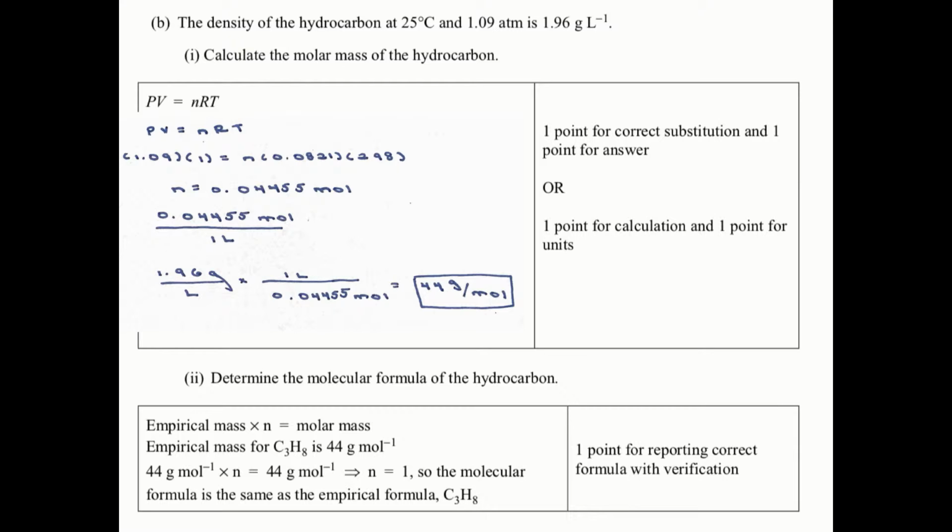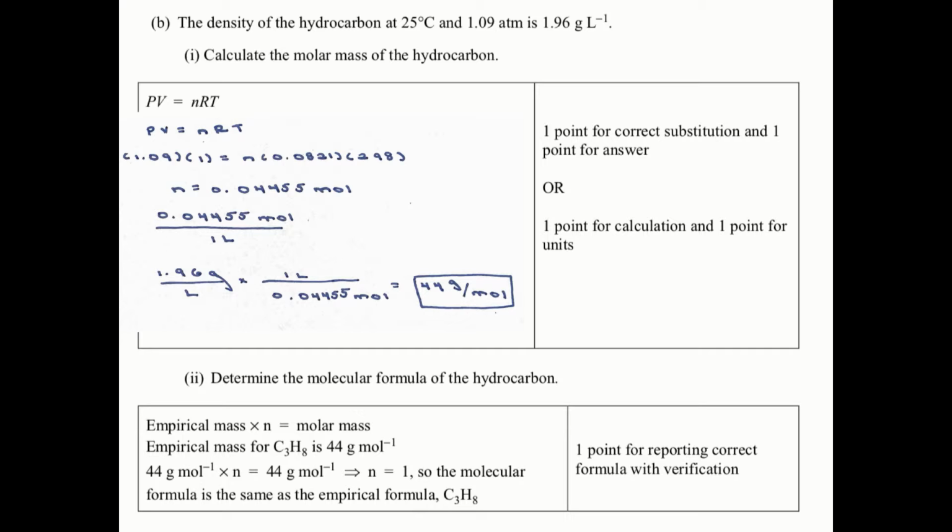So it's asking me to determine the molar mass. So what I need to do is I need to take the density, which is in grams per liter, and divide that by the moles per liter, and you can actually look at my units, notice that the liters cancel, and the units that I'm left with are grams per mole, which is the units for molar mass. So I got 44 grams per mole. So you got 1 point for the correct substitution and 1 point for the correct answer.